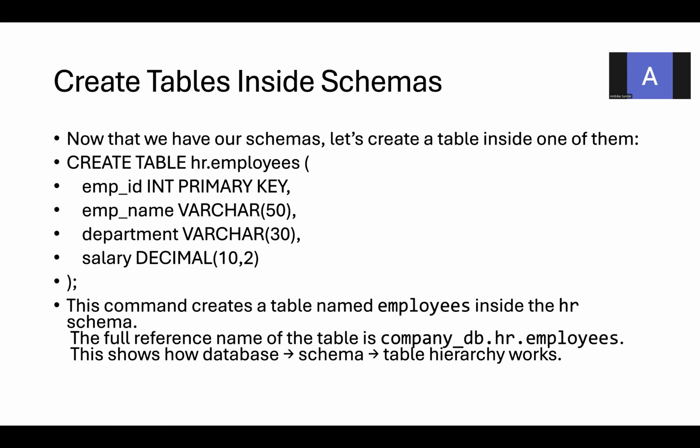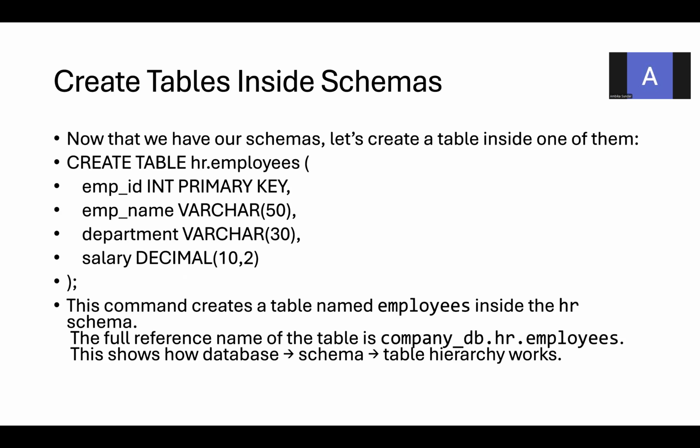Create is the keyword. Table is the object you are going to create. HR is the schema. Dot employees is the table name. Followed by an open parenthesis, these 4 columns, next followed by the data types, next followed by the constraints. Primary key is the constraint. This is the way we are going to create the table in the database.